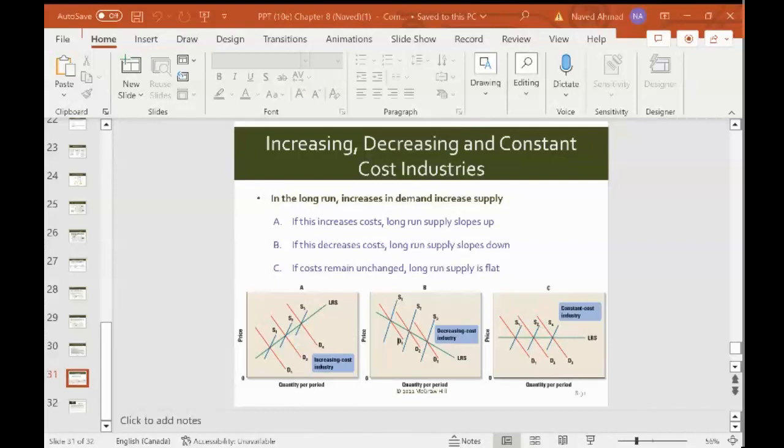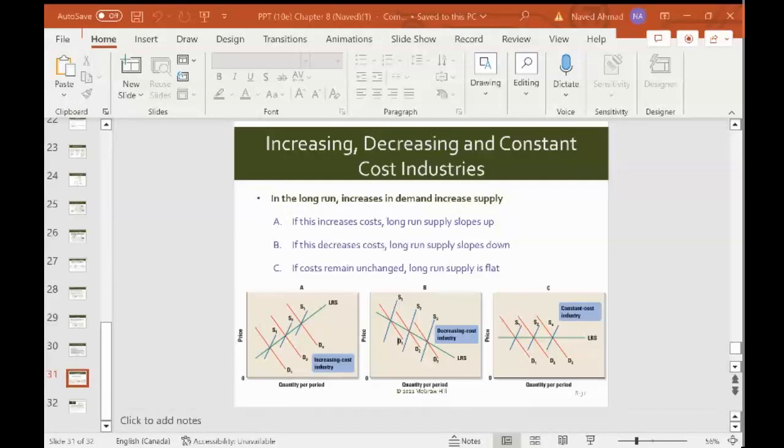You can see the first diagram is increasing cost industry, where the long run supply curve is upward sloping. That is, if they produce more, they charge you more. Why? Because cost of production is also increasing. Then the middle diagram, the second diagram from the left, is the decreasing long run supply curve. That is a downward sloping long run supply curve. This is called decreasing cost industry.